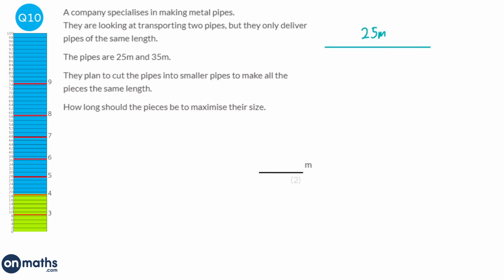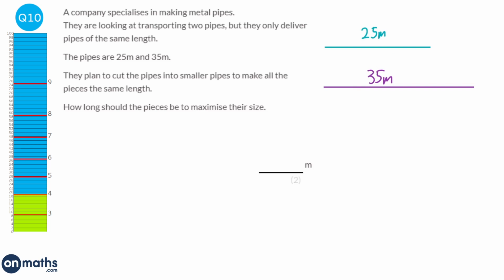So if we imagine we've got the 25 meter pipe here, and we've got the 35 meter pipe here, the question's basically asking us what can we cut all these pipes into, and they all have to be the same length, that will fit with the 25 meter and the 35 meter. And essentially what this question is asking is, what is the highest common factor of 25 and 35?